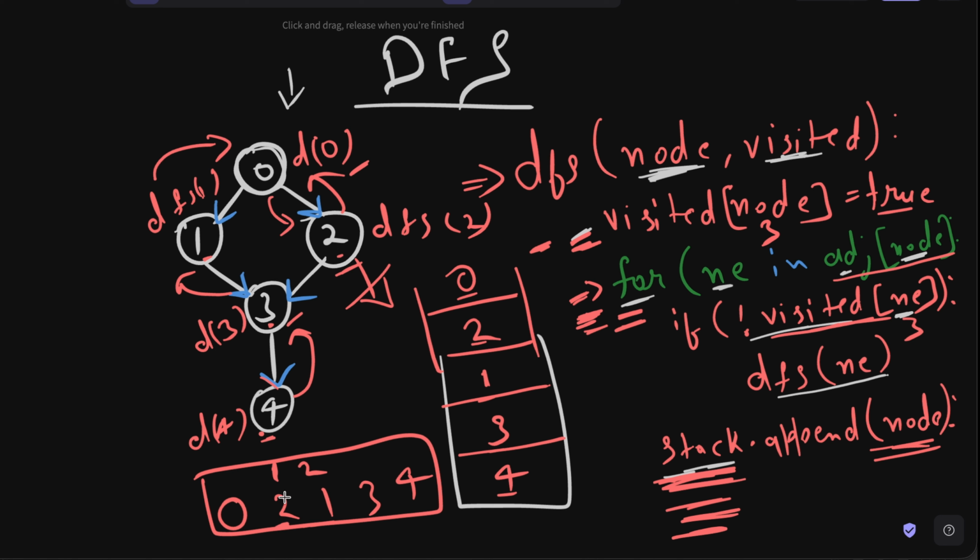Why? Because we got 2 inside of our topological sorting because we decided to go from 0 to 1 first, and then we went from 0 to 2 afterwards. Otherwise, we would have got this thing 0, 1, 2, 3, 4.